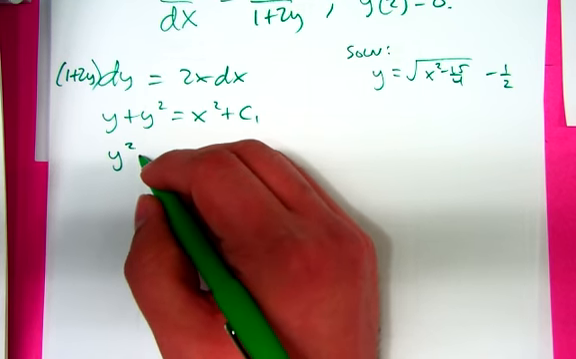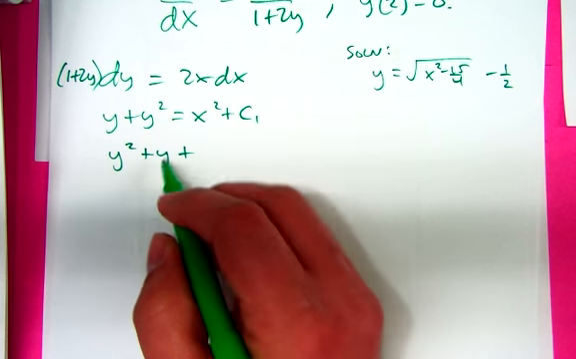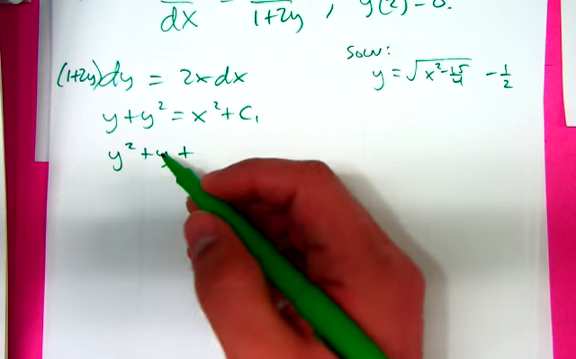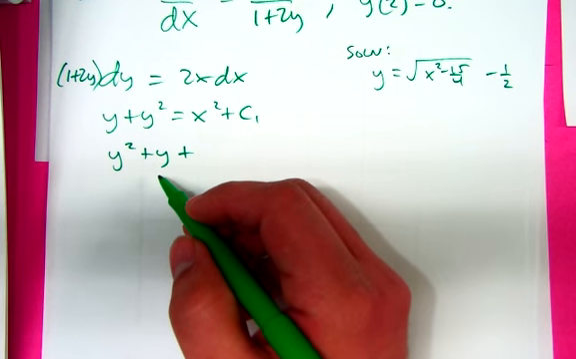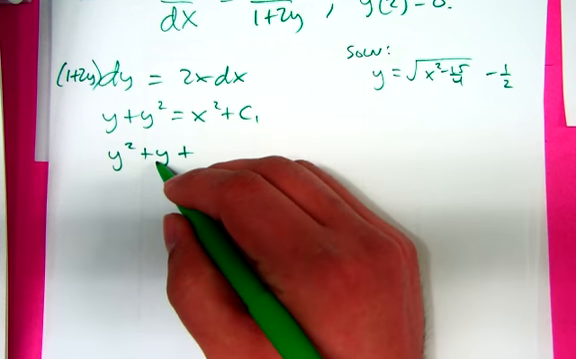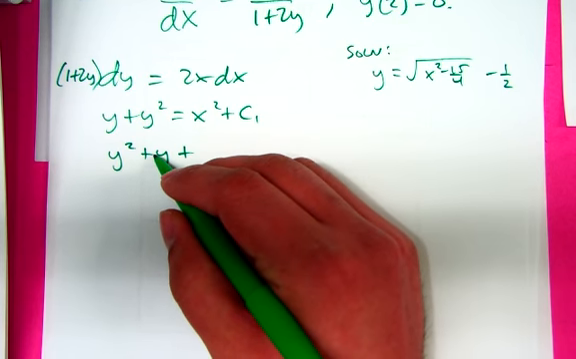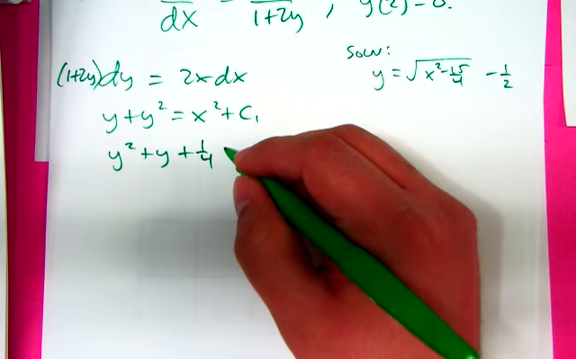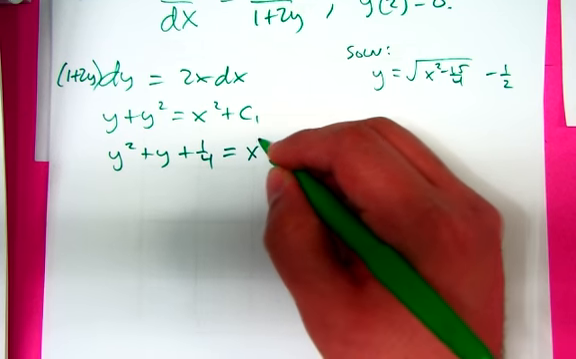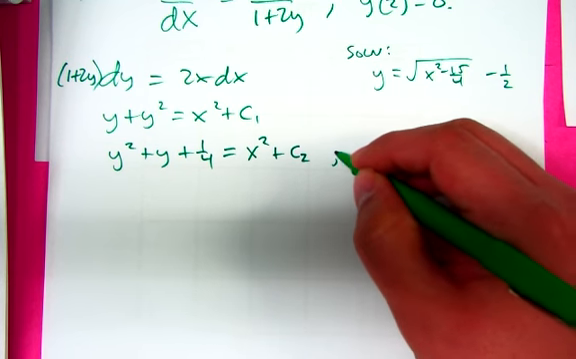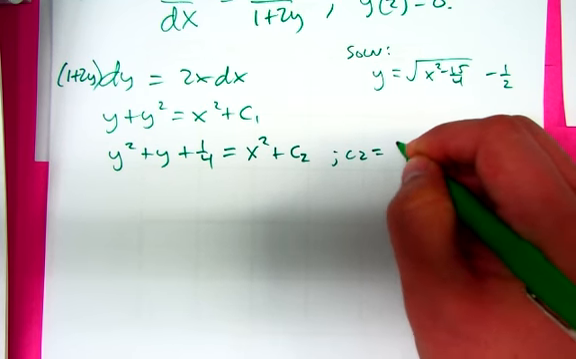So y squared plus y plus... Why would you do it now? Because I want to find what y is. I guess it doesn't matter when you do it; I just like to do it now. To complete the square, you need half of 1, which is a half squared, so a quarter, right? Equals x squared plus, I'll call it c2, where c2 is a fourth plus c1.